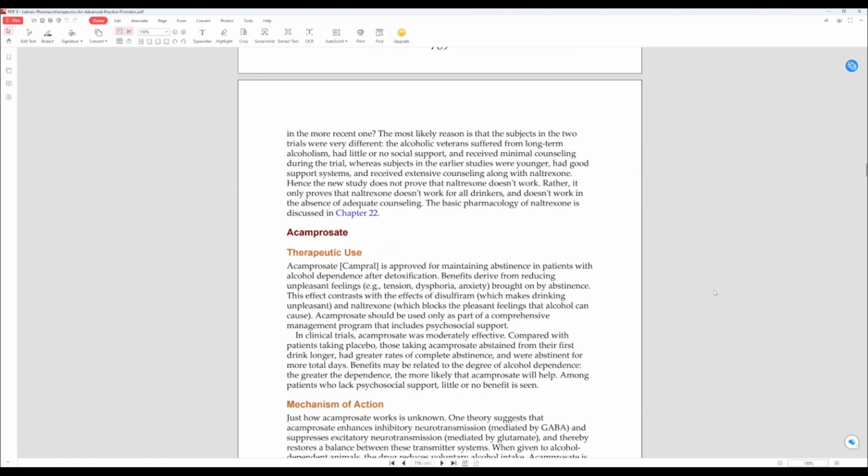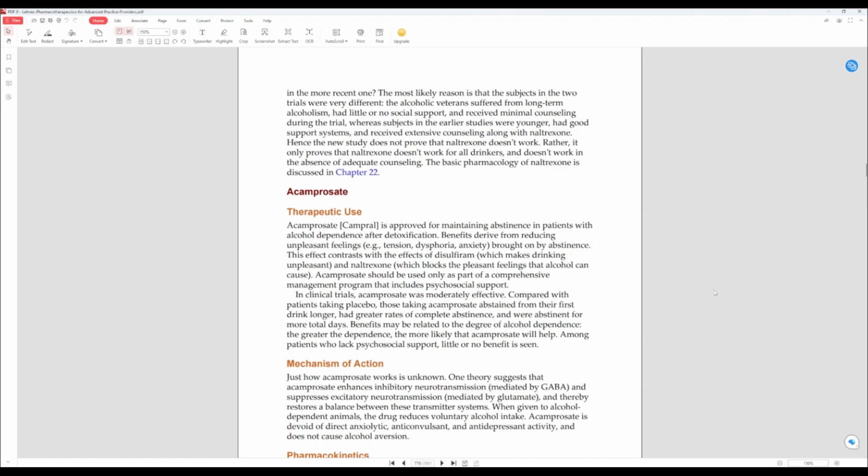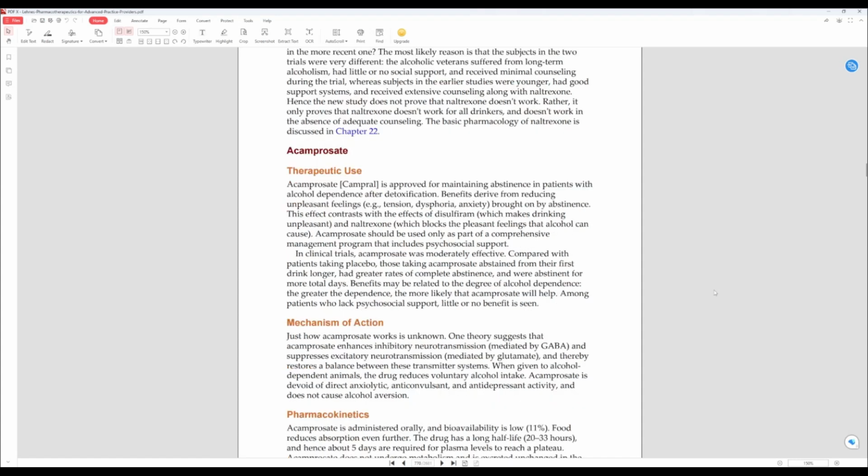The alcoholic veterans suffered from long-term alcoholism, had little or no social support, and received minimal counseling during the trial, whereas subjects in the earlier trial were younger, had good support systems, and received extensive counseling along with the naltrexone. Therefore, the new study does not prove that naltrexone doesn't work. Rather, it only proves that naltrexone doesn't work for all drinkers and doesn't work in the absence of adequate counseling. The basic pharmacology of naltrexone is discussed in Chapter 22.